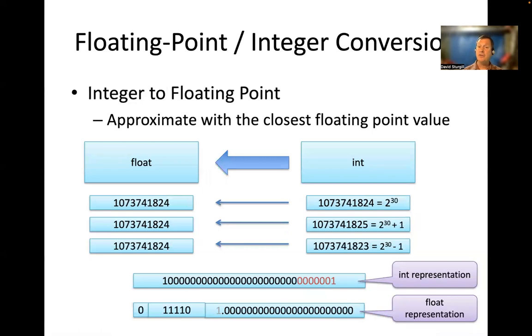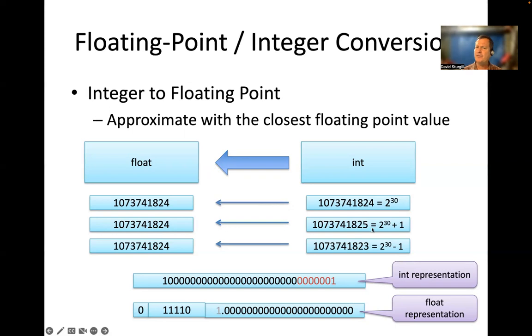When you go the other way, from an int to a float, the rules are the float will use the closest value it can represent. And that may seem a little bit weird because it seems like a float should always be able to represent an integer value that you started with, but that's not always the case. If you start with a nice round integer value, so here I'm going the other way, like 2 to the 30th, and you convert that to a float, well, you'll get something that looks exactly like 2 to the 30th.